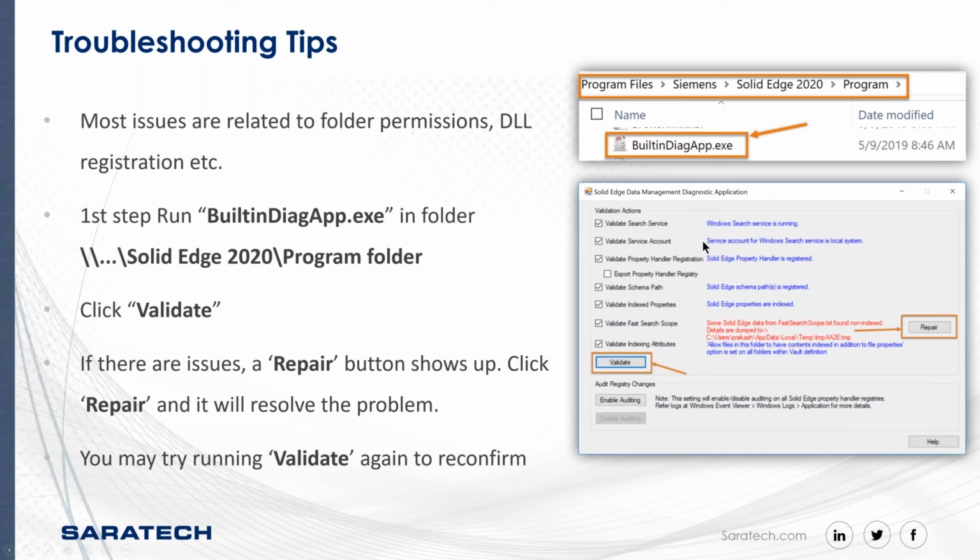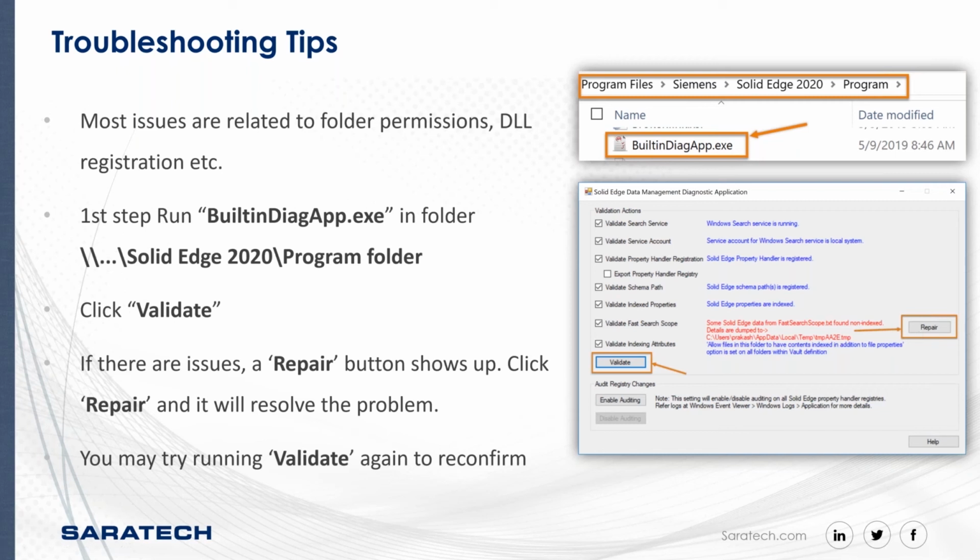You push validate, and if it's good, you're going to have blue text here. As you walk down through each of these, in this case, we've got a problem here with validating the fast search text scope, and it appears that things are not indexed. So we can go do a repair on that, and generally that will take care of it.